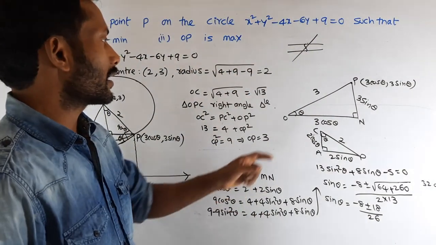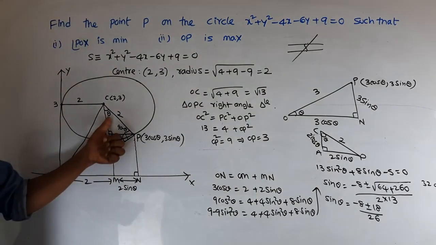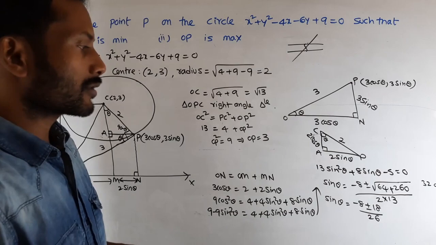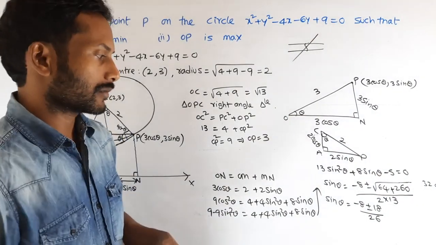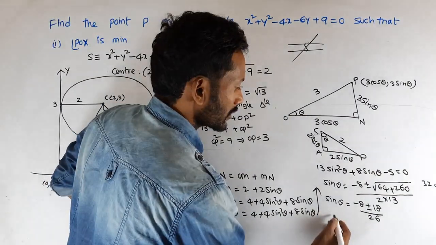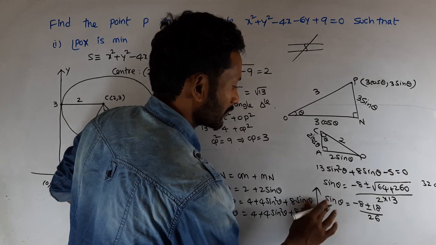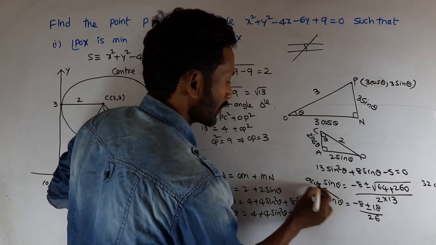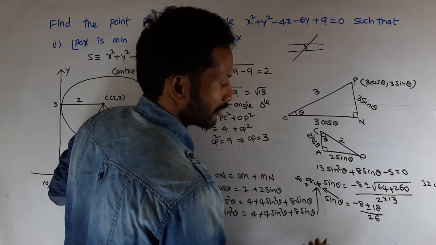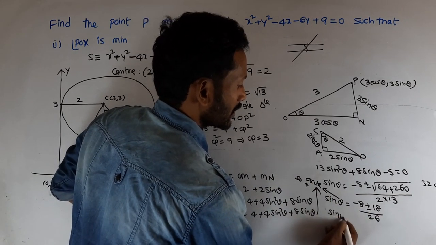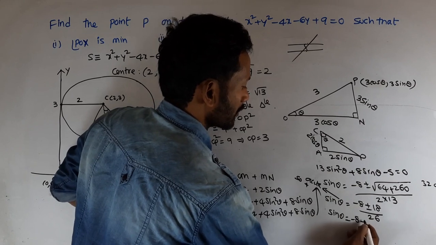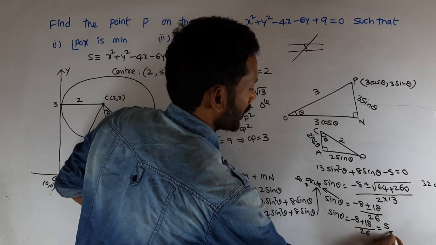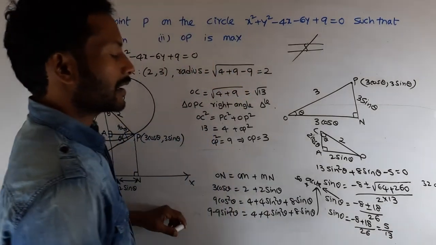Here theta is an acute angle, so take positive. If it were an obtuse angle, we would take negative. So sin theta equals minus 8 plus 18, by 26, which is 10 by 26, so 5 by 13. Sin theta is 5 by 13.